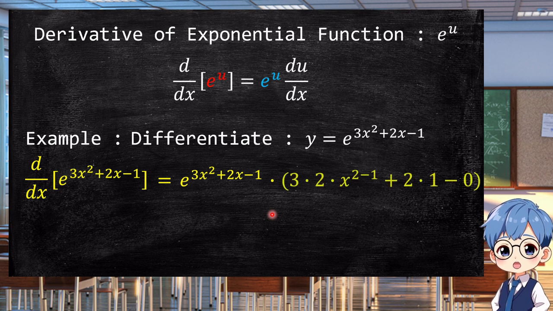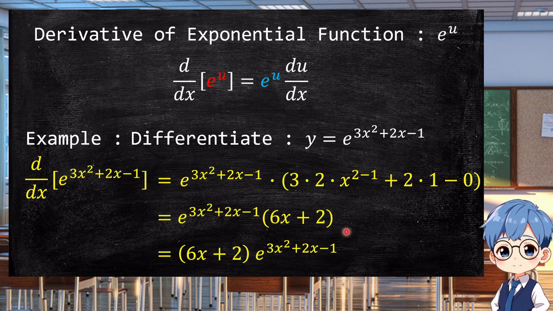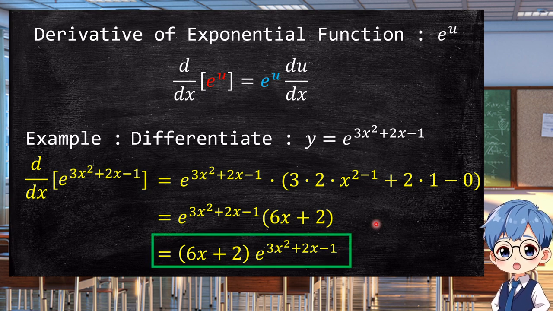So, we have the derivative of 3x squared, which is just 3 times 2 times x to the power of 2 minus 1, plus the derivative of 2x, which is just 2 times 1, minus the derivative of 1, a constant, so that's why it is 0. Simplifying this further will give us e to the power of 3x squared plus 2x minus 1 times the quantity of 6x plus 2. And then, of course, we just rearrange. So we have the quantity of 6x plus 2 times e to the power of 3x squared plus 2x minus 1. So this is the answer.